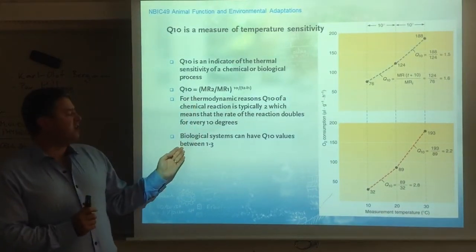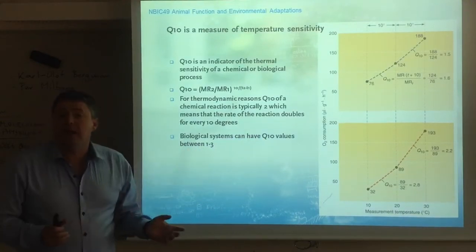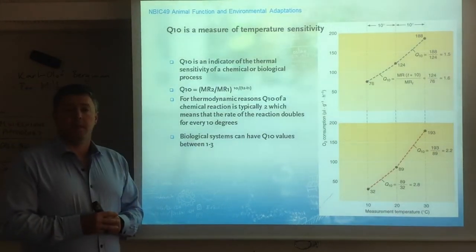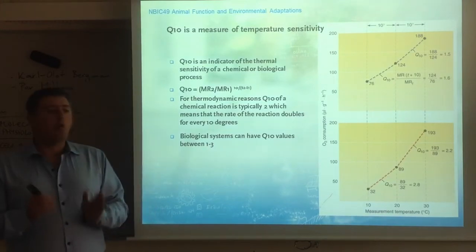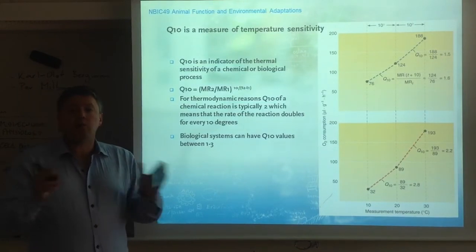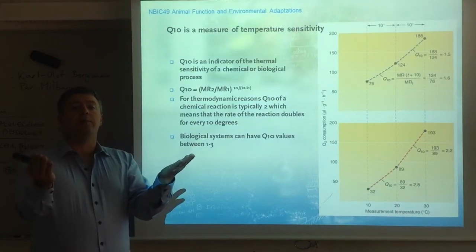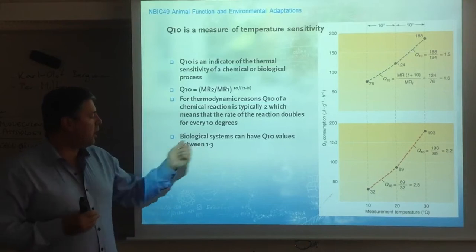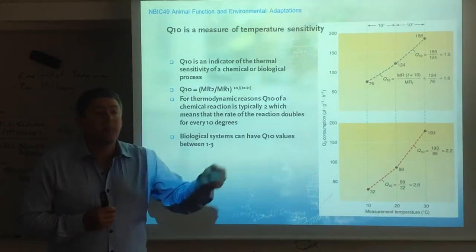In biological systems, we have Q10 values, I write here, between 1 and 3. That's not uncommon, but it could be much higher than 3 as well. What would a Q10 of 1 indicate? A Q10 of 1 means no change. The rate at one temperature versus the rate at another temperature 10 degrees different is the same. No change. That's a Q10 of 1. A Q10 of 3 means that instead of doubling, it triples.